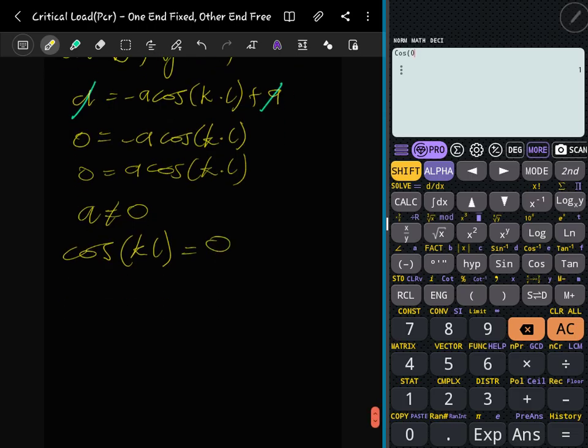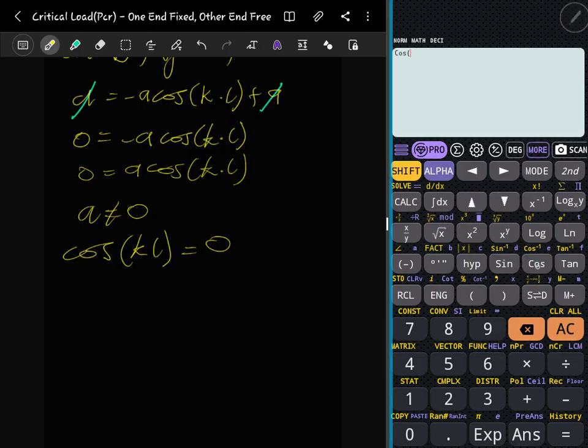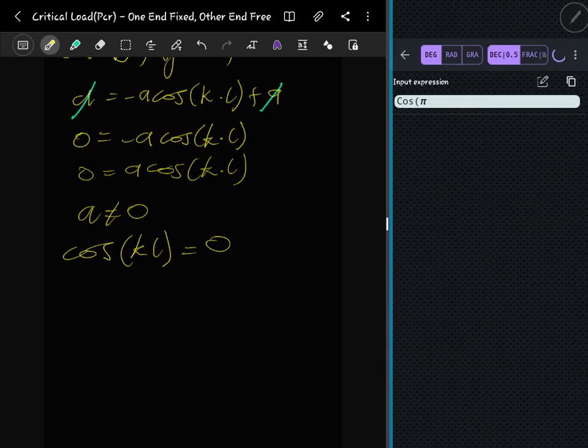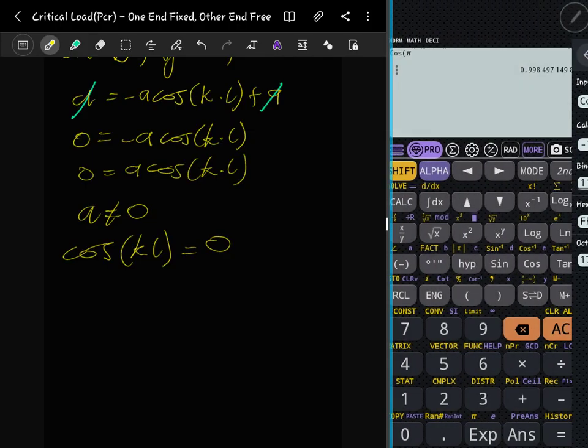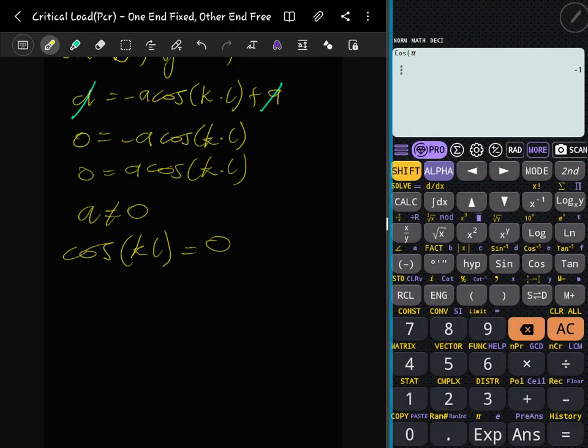Now, to get cos of KL being equal to 0, because of the way cos behaves, cos of 90 gives us 0, which is pi on 2 if we move it to radians. So cos of 90, which is pi on 2, gives us 0. Adding pi is the same as adding 180.